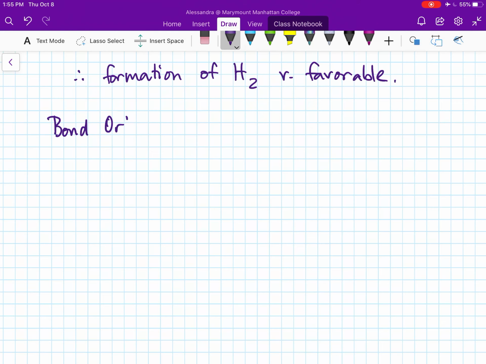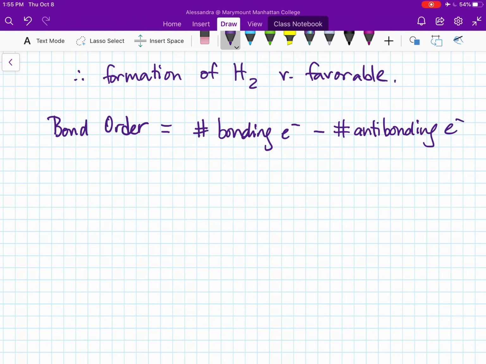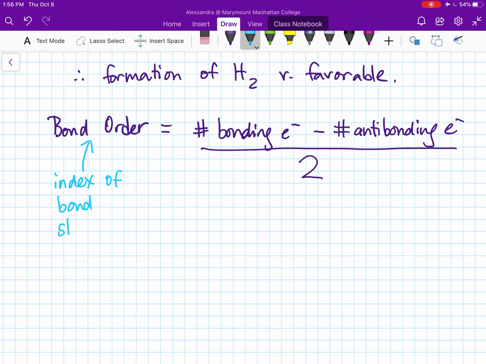Once you have drawn your orbital interaction diagram, you can calculate bond order by counting up the number of bonding electrons and subtracting from it the number of antibonding electrons that are in that middle of the orbital interaction diagram. And then you divide that by 2. That gives you the bond order. The bond order is important because it is an index of bond strength. It tells you approximately how strong a bond is. So the higher your bond order, the stronger the bond. The lower it is, the weaker the bond.